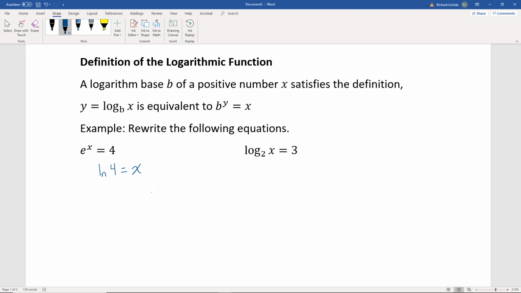So that's rewriting this exponential equation in logarithmic form. Now the nice thing about this is that we have actually solved for what x equals in this exponential equation: x equals the natural log of 4, and you could plug that into your calculator and get the actual value. So this gives you a little insight into what we will be doing when we're trying to solve exponential equations.